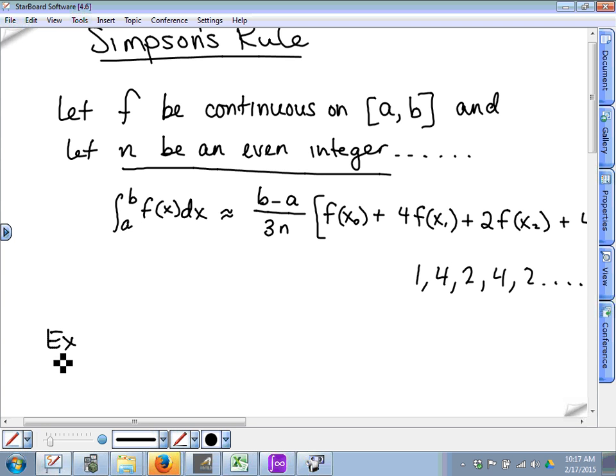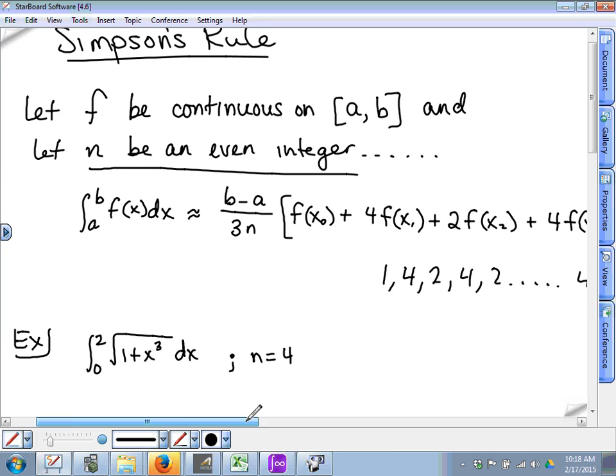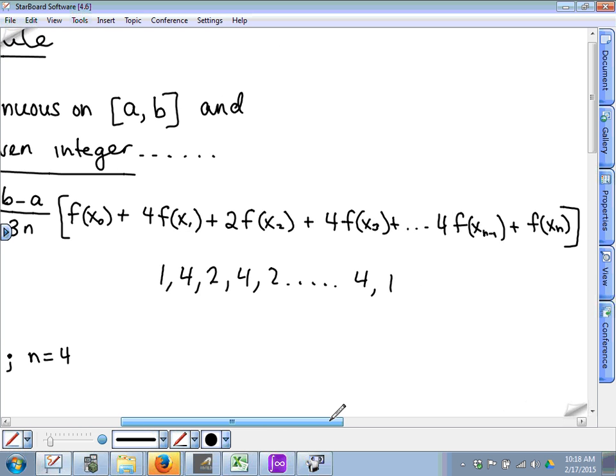As an example, we're going to do the same problem using 4 for n, but this time we're going to use Simpson's Rule. We're just going to compare. Is the last one just f of x n? Yeah, the last one's just f of x n with no coefficient.